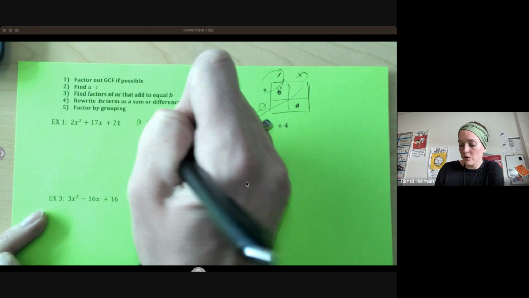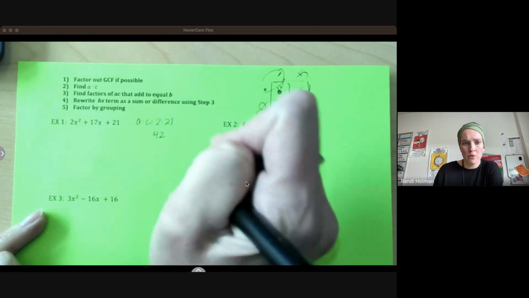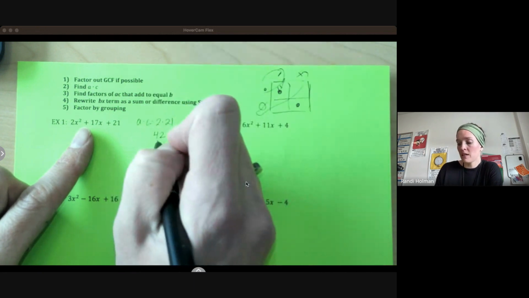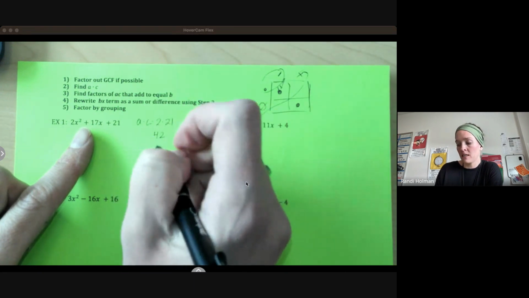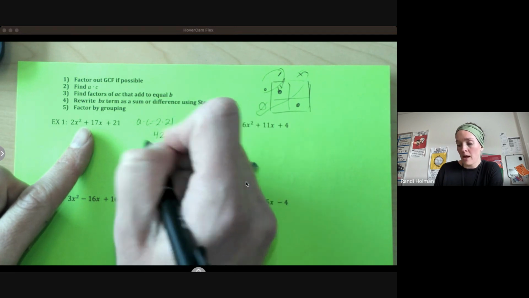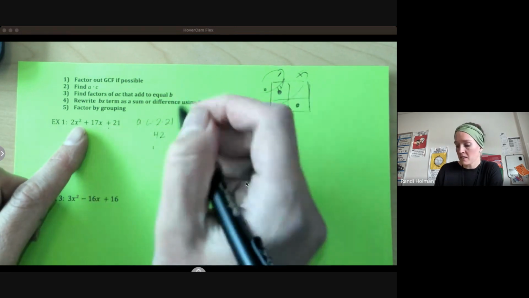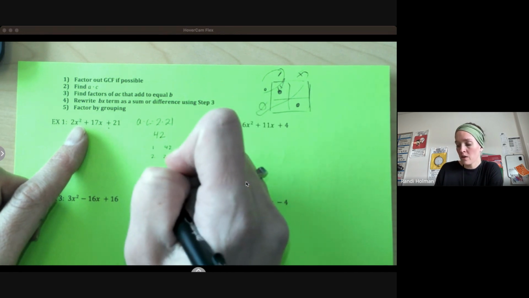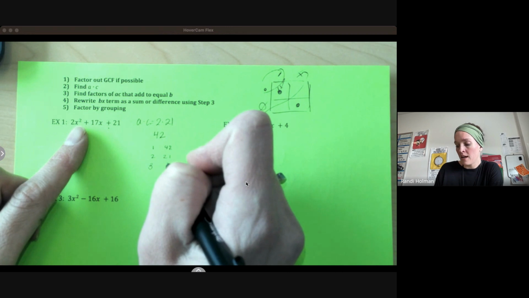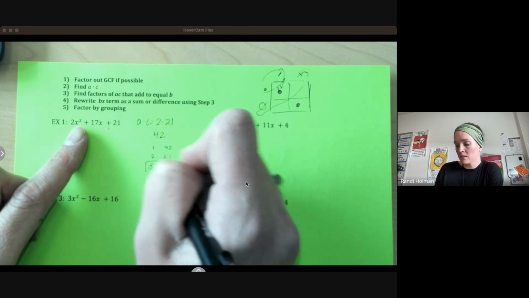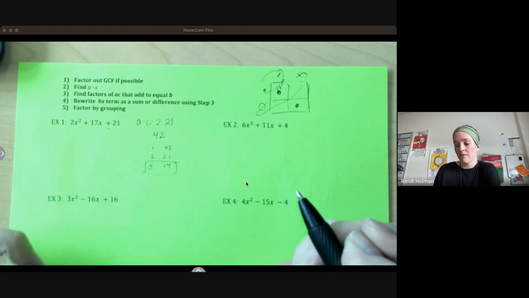So I have 42. Now we're looking for factors of 42 that add to be 17. I'm just going to start listing factor pairs of 42. I know they're both positive because it's positive, positive. So 1 and 42 doesn't work. 2 and 21 doesn't work. 3 and 14. Oh, that works. Okay, so that is our factor pair there.